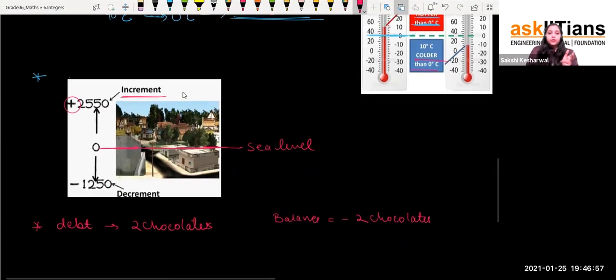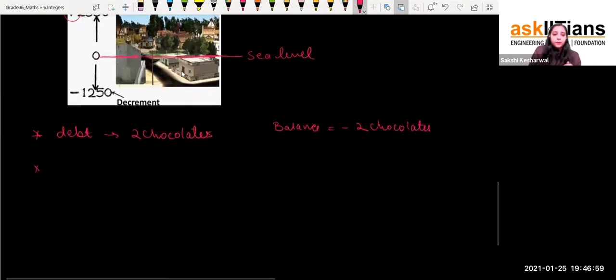If I'm in a profit, it means I have gained something. Let us suppose this is a pen of 10 rupees, and I'm a very clever person. I sold this pen, and you are not so clever as me. So I sold this pen at 15 rupees. I got 5 rupees extra in the same transaction. So my balance will be plus 5.